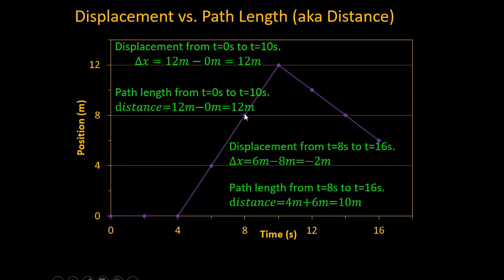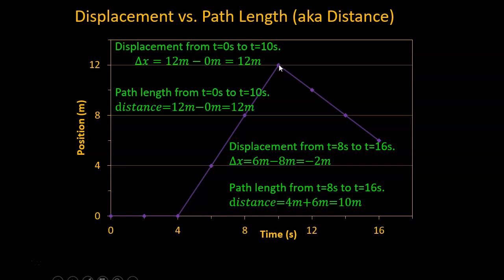So in our first segment, from 8 seconds to 10 seconds, we started at position 8 and we moved up to position 12. Well, that's a total distance of 4 meters. So we put that down into our equation. And now we have to add to that the distance traveled in the second segment.